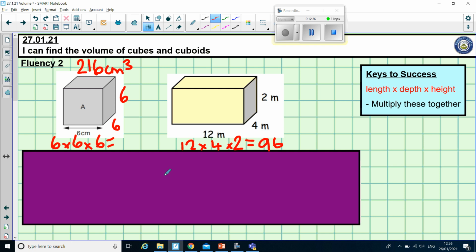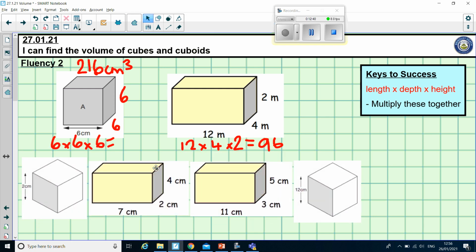Okay, I'd like you to pause the video now then, Year 6, and have a go at these 4 questions. See if you can find the volume of each.